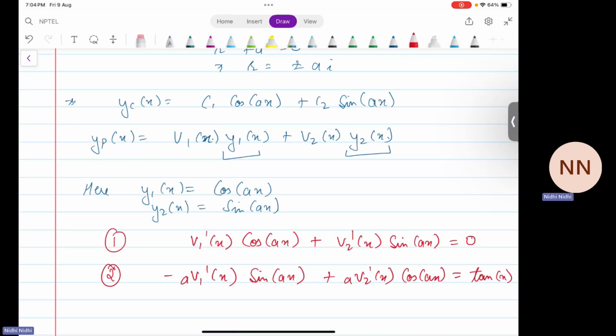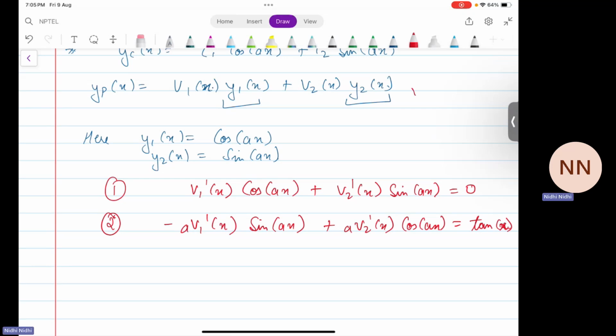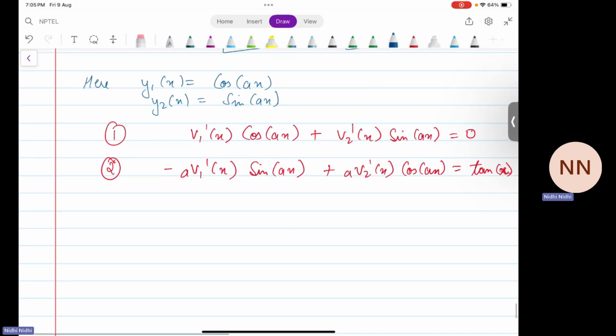Now we have two unknowns, v1 dash and v2 dash, and two equations, first and second. Using the basic elimination method, we'll solve these two equations and find v1 dash(x) and v2 dash(x), and then by integrating them we get v1(x) and v2(x). Putting the values of v1(x) and v2(x) in this function, we get the particular solution, and hence using that particular solution we get our general solution. I hope that was clear. So firstly we'll solve the first and second equations.